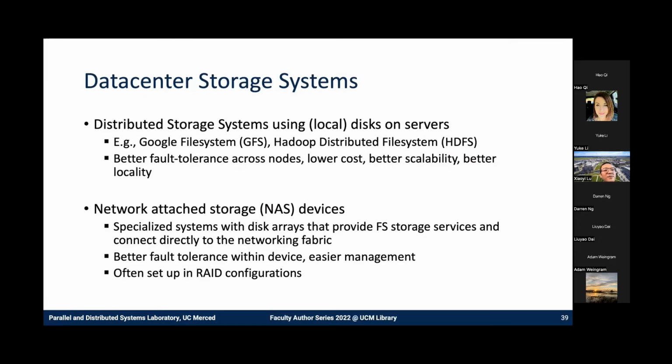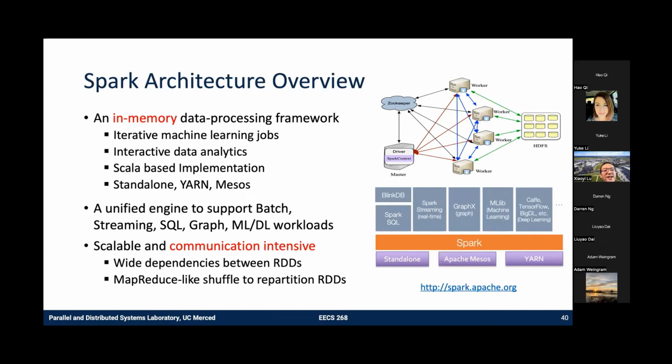And then from the software perspective, like I said, many people try to use very complex software systems, sometimes called middleware. One example is Spark. Spark, like I said earlier, was developed by the UC Berkeley team, and it provides an in-memory data processing solution for different applications, like iterative applications, batch processing, streaming, databases, deep learning, and all these things.